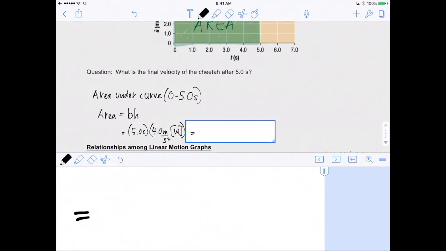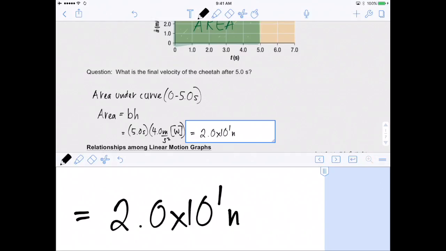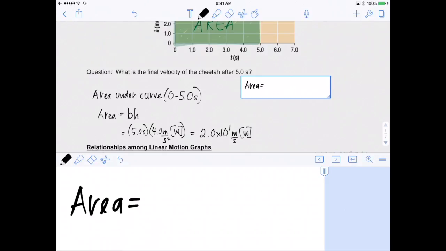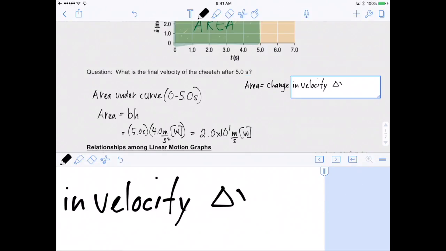If we punch this into our calculators, we get 2.0 times 10 to the power of 1 meters per second west. And we notice that the units reduce to meters per second. And meters per second is the unit for velocity. So we've found a velocity quantity here, and it's 20 meters per second west. The question asks, what is the final velocity of the cheetah? But what we've determined, the area, is the change in velocity, delta V.